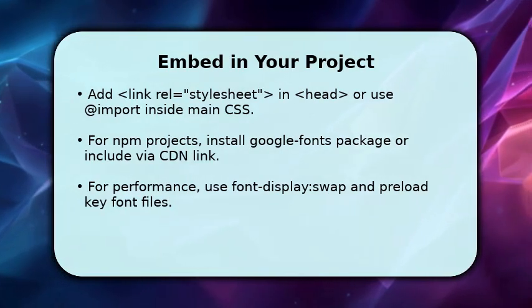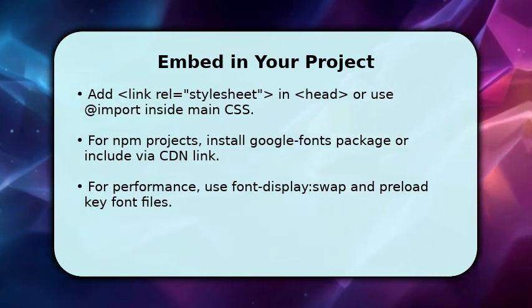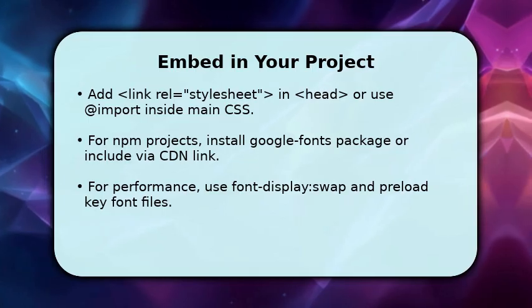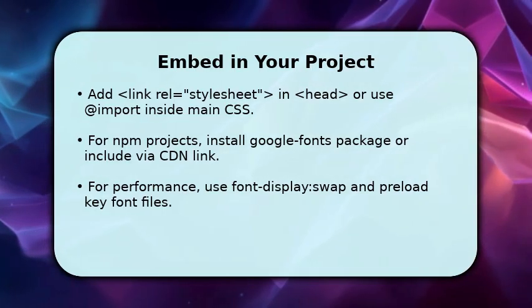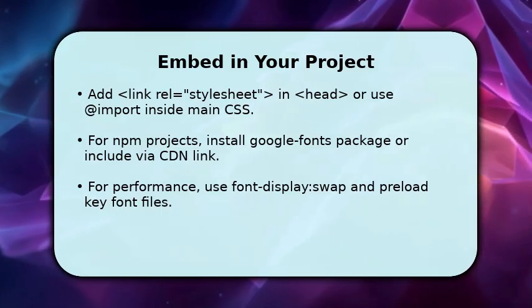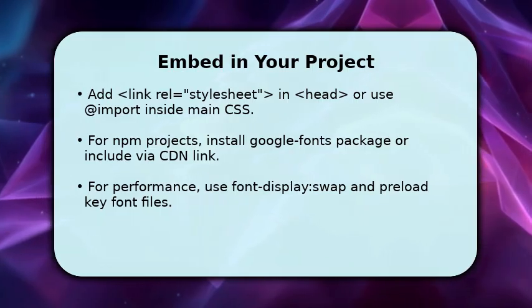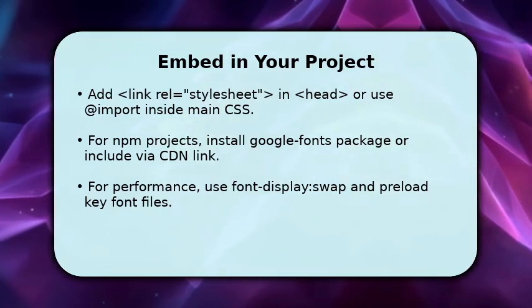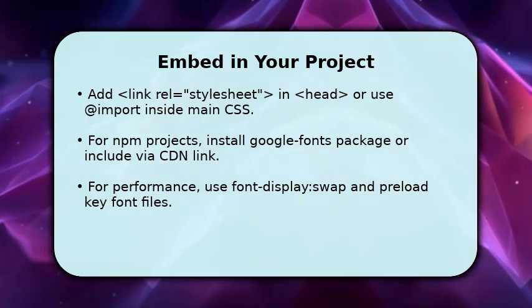Paste the link rel equals stylesheet into the head for fastest setup, or place the import at the top of your main CSS if that fits your build. If you use a bundler, install a package or fetch the CSS via CDN and include it in your build pipeline. Once done, declare font-family in your stylesheet and set font-display: swap. Also preload critical fonts to reduce layout shift and improve perceived performance.